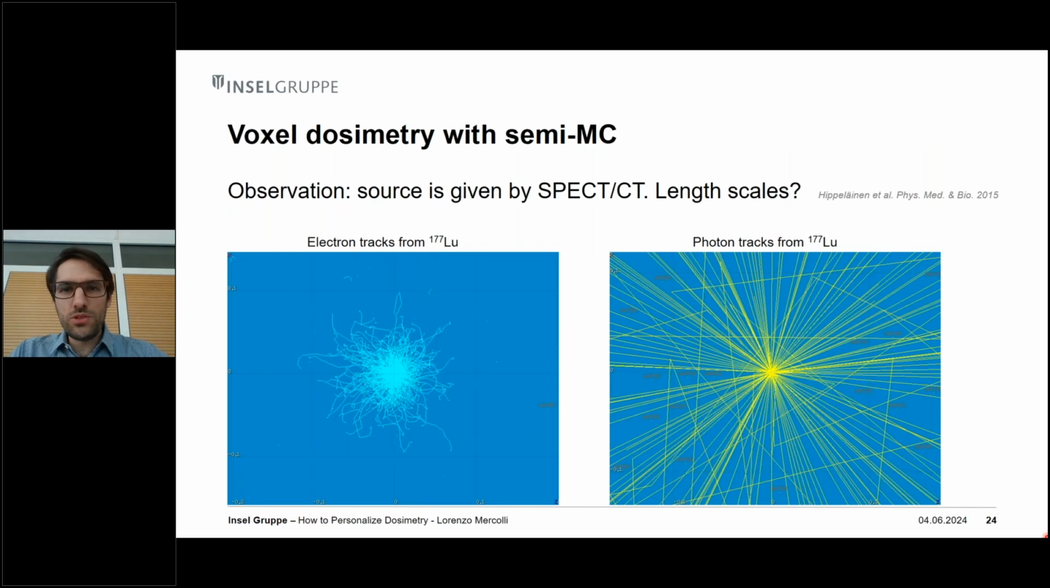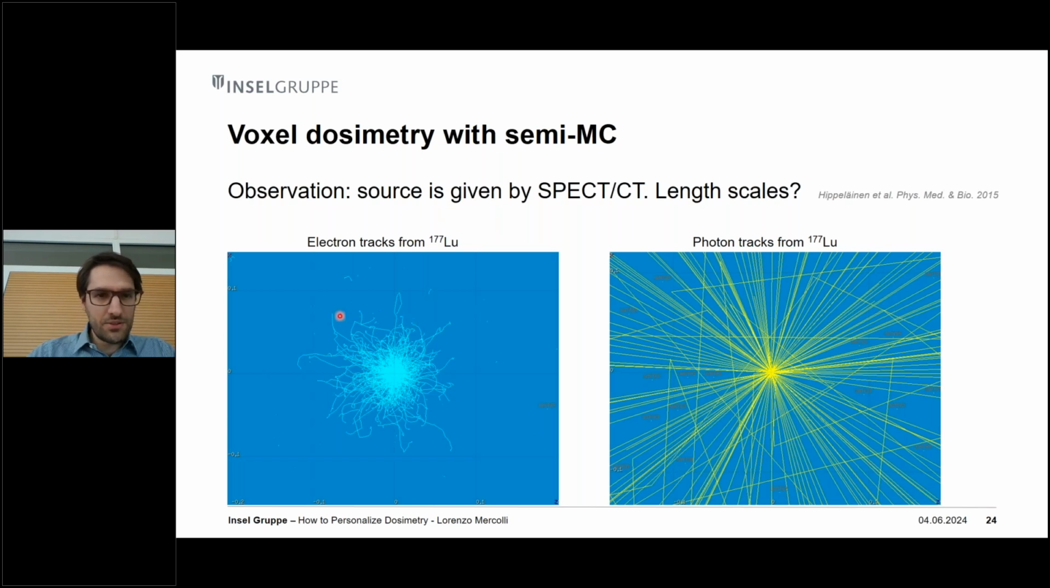And one crucial observation by these gentlemen here is: what's the source? In nuclear medicine, the source is usually given by a series of SPECT CT images. And again, the source sets the length scale of the problem. So the source is actually driven by the resolution or the voxel size of the SPECT image. And now we can go and check how this looks for lutetium.